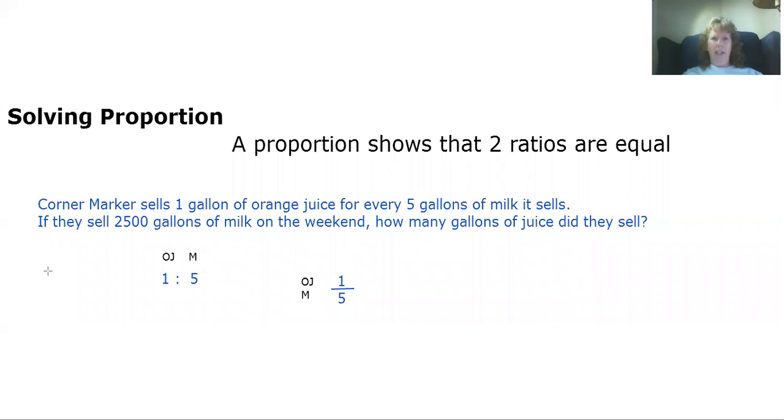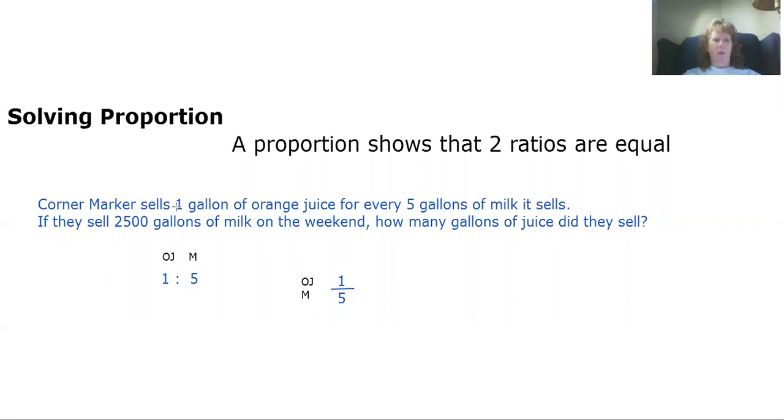In this video, we're going to be solving proportions. A proportion shows that two ratios are equal. Corner Market sells 1 gallon of orange juice for every 5 gallons of milk it sells. If they sell 2,500 gallons of milk on the weekend, how many gallons of juice did they sell?